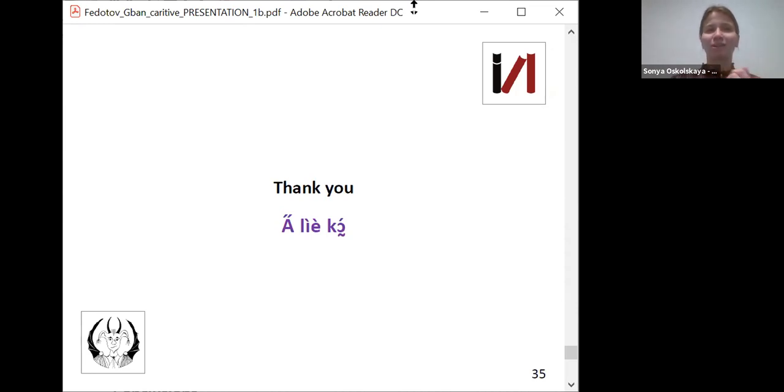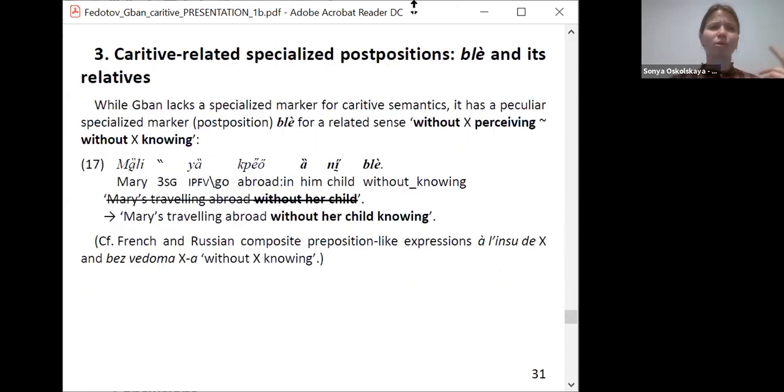So, well, for me, it's surprising that two related languages develop different strategies. So, well, I have a couple of questions about the last case, about ble. So the first question is, probably you mentioned it or not, do you know the etymology of this thing?